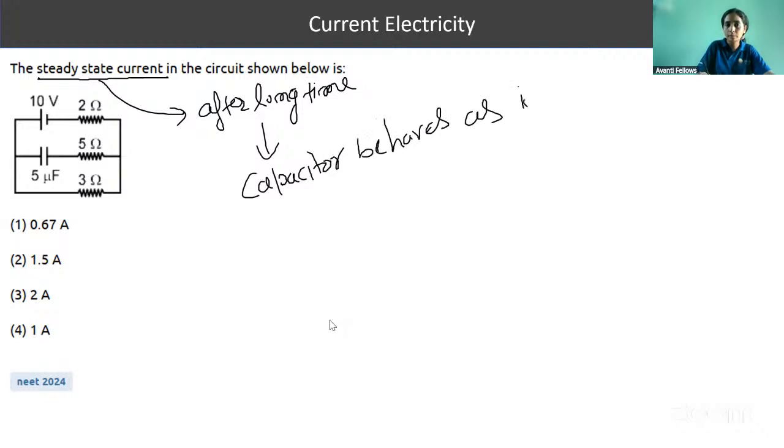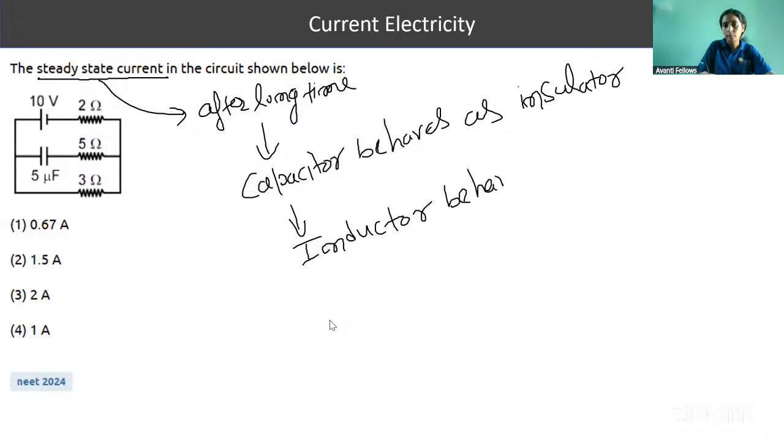If the same question comes with an inductor, then after a long time, an inductor behaves like what? A conductor. Because in an AC circuit, or in a DC circuit itself, there may be an inductor in one of the branches, and then you are asked the current in steady state. So the inductor behaves as a conductor, that is, a conducting wire, after a long time. So you should know what happens to a capacitor and an inductor after a long time.